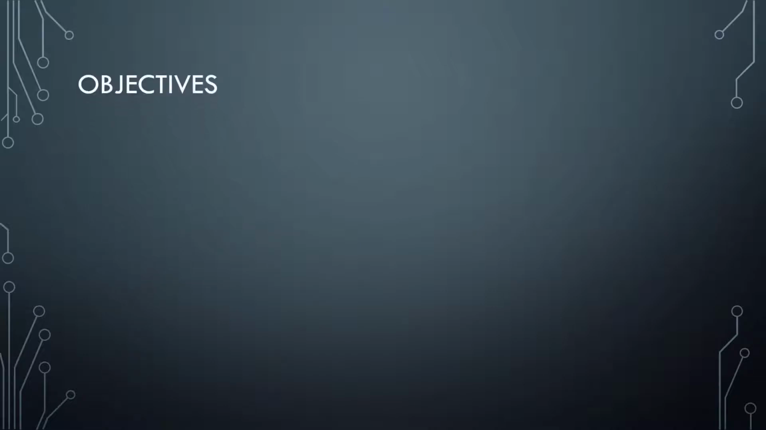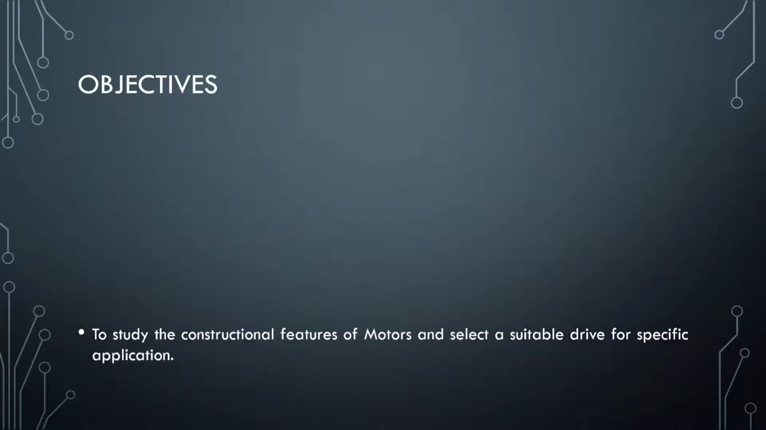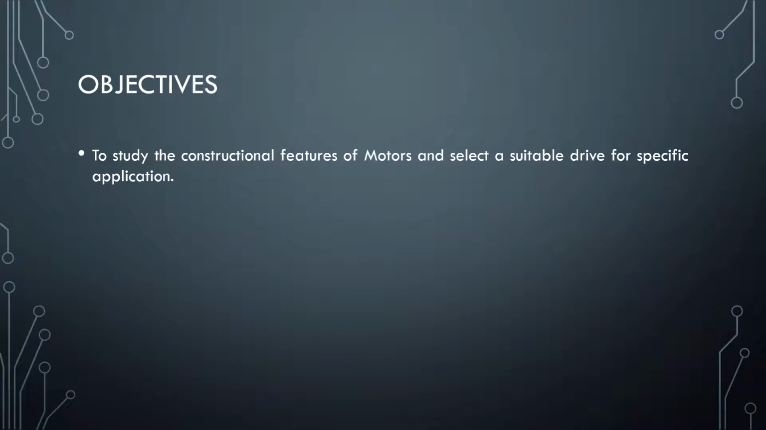So the objectives of this particular course is to study the constructional features of motors and select a suitable drive for specific application. We know that we have two different types of supplies, AC and DC, and depending on the availability of these supplies, the type of motor is being used. Now for what particular application, which type of motor is to be used, that we can study from this course.